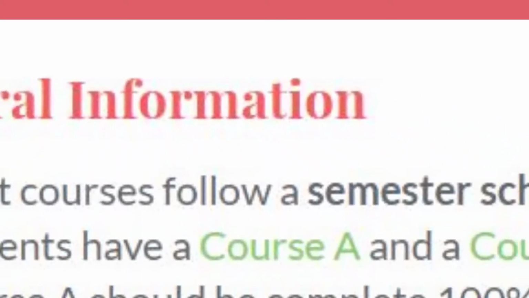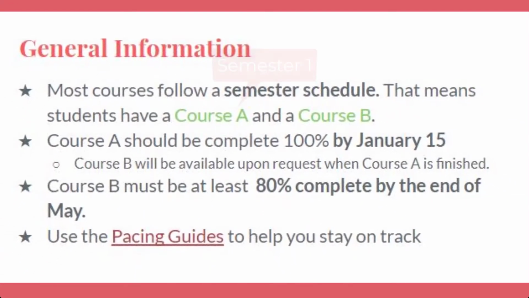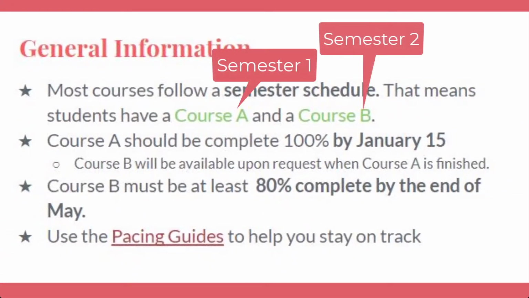Before we discuss the role of the student, learning coach, and teacher, let's review some general information that will be important to know. Most courses follow a semester schedule. That is, students receive a Course A and a Course B. Course A should be complete 100% by January 15th. That's Semester 1 with Alpine Online.